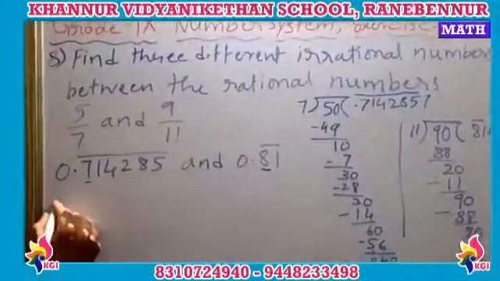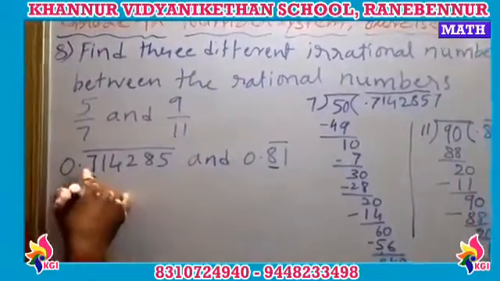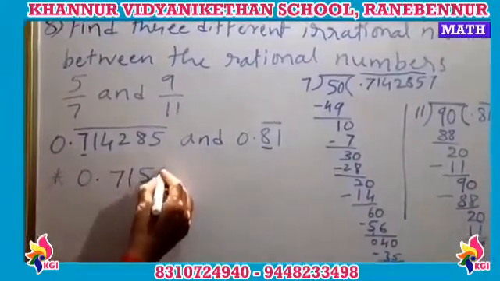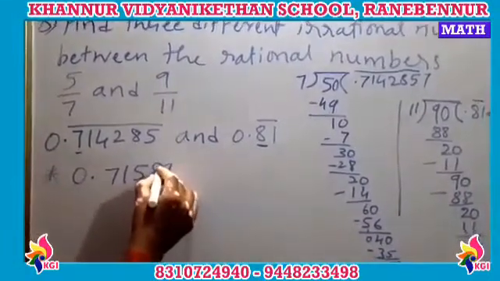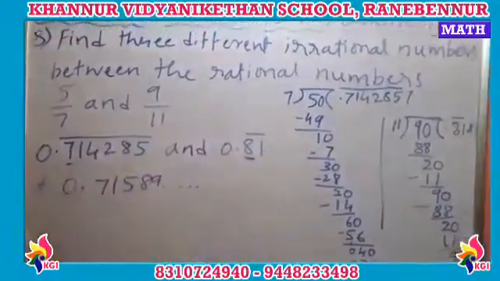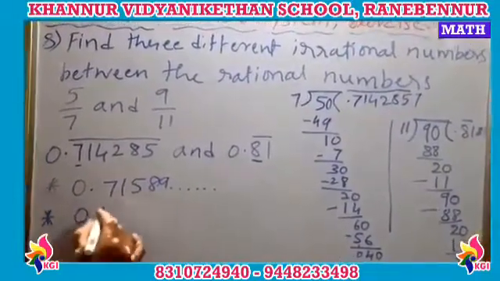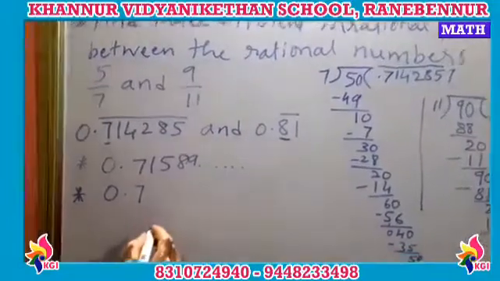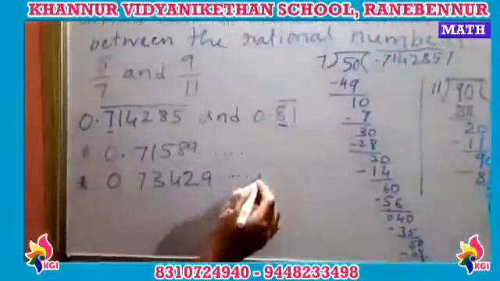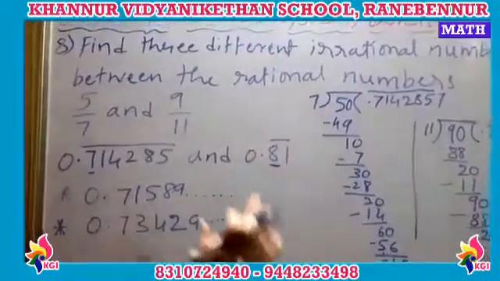I am going to write the first irrational number as 0.7. It should be 7 or more than 7, right? So I write it as 7, 1, 5. Then I can take 8, 9, many things. But whatever number I take, it should lie between 0.7 and 0.8. One more I can write as 0.7, then here 3, 4, 2, 9, anything. It should be continuous, it should not be left out, because it is an irrational number and will go on continuously.